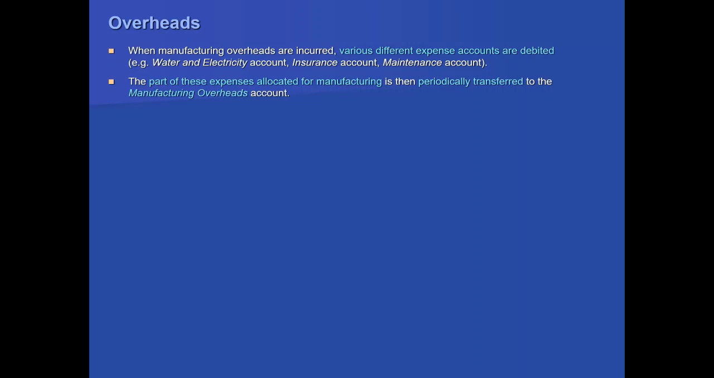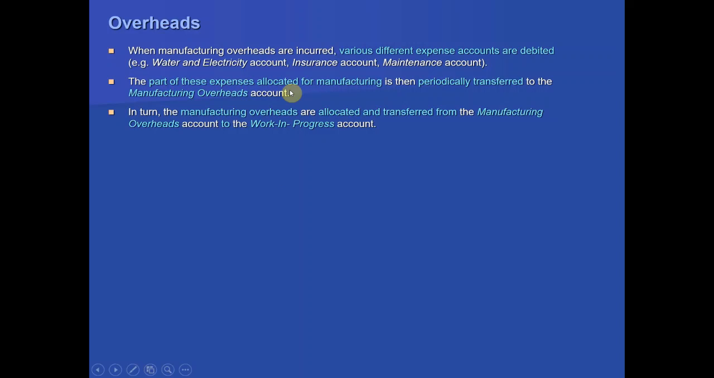The part of these expenses allocated for manufacturing is then periodically transferred to the manufacturing overheads account, the one where we already saw the indirect material and the indirect labor is transferred to. In turn, the manufacturing overheads are allocated and transferred from the manufacturing overheads account to the work in progress account. Okay, so let's just run now through this.